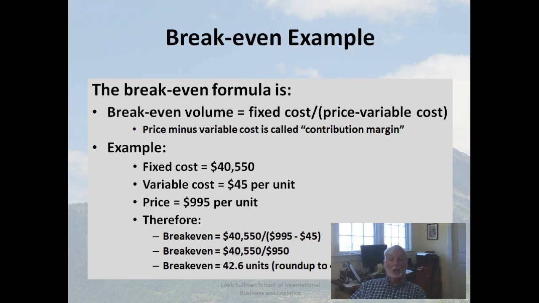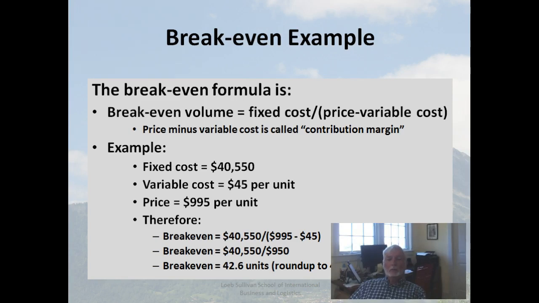So if we can sell 43 units for $995 a piece, we will cover our fixed cost. Any units that we sell above 43 units will generate the contribution margin. They'll generate $950 of profit because our fixed costs will have been covered. So if we sell 50 units, we'll make 7 times 950 as profit.